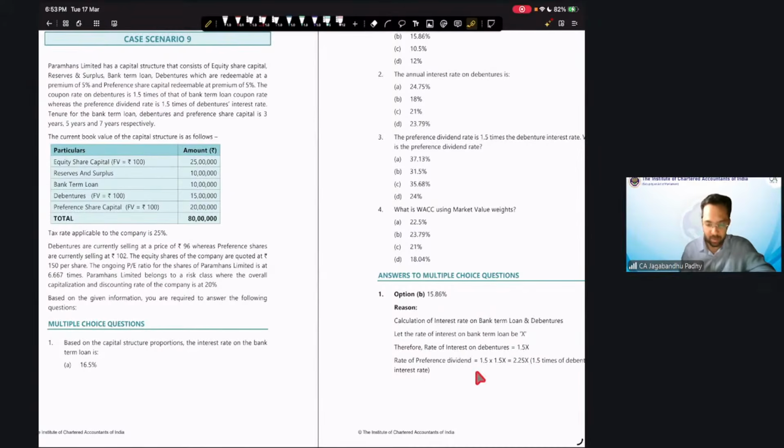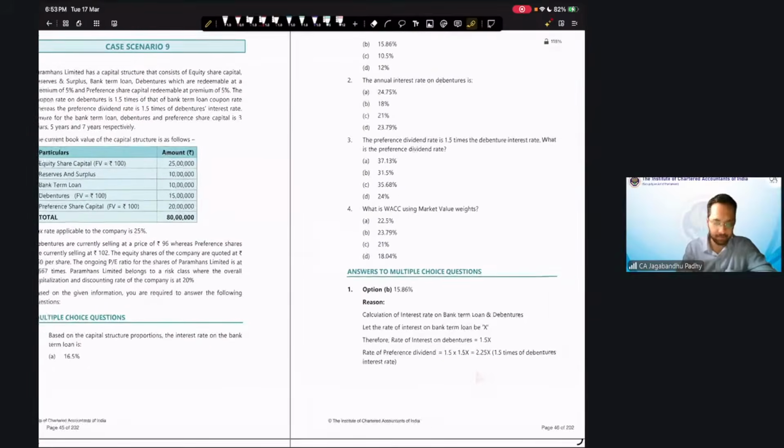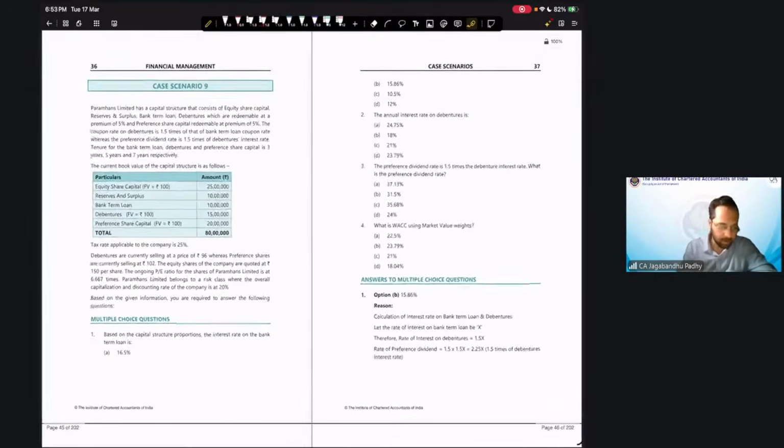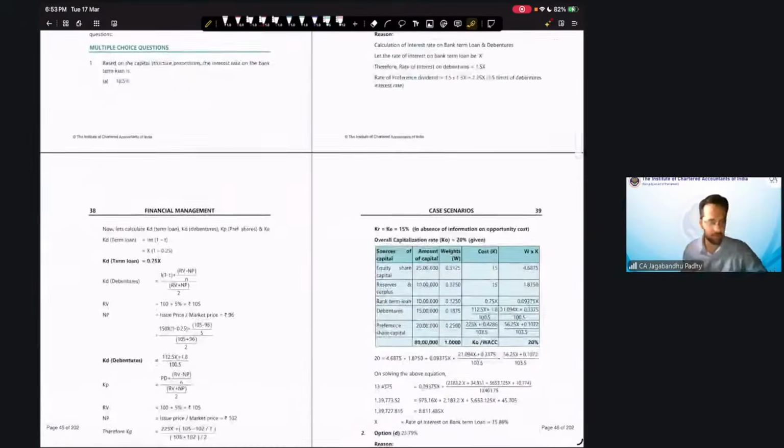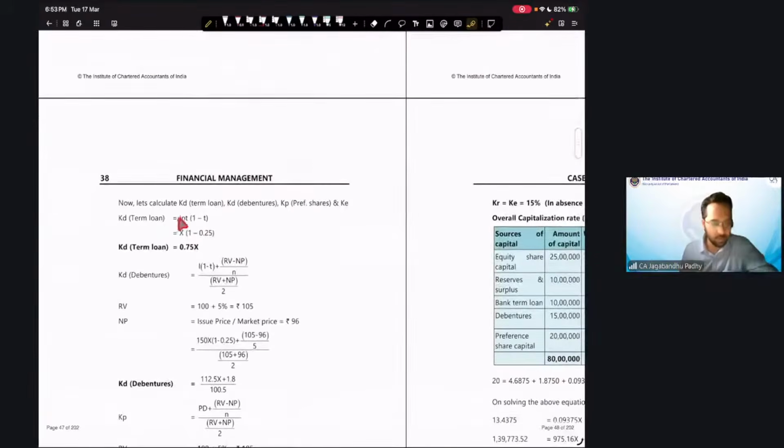So these are the rates that we have for debenture, bank loan, and the preference dividend. And then after that, let's calculate the cost of debt, which is the term loan. That's going to be interest into 1 minus t, which is x into 1 minus t. So that's 0.75x. Cost of debentures is going to be calculated by this particular formula.